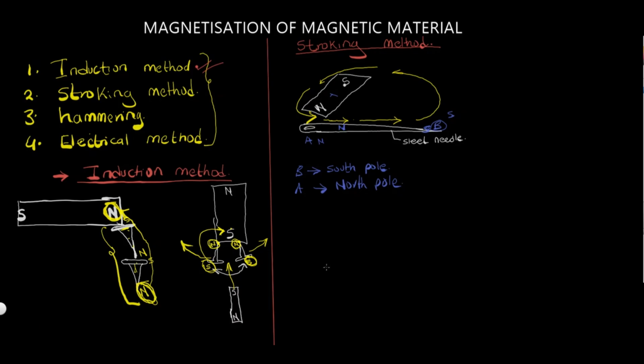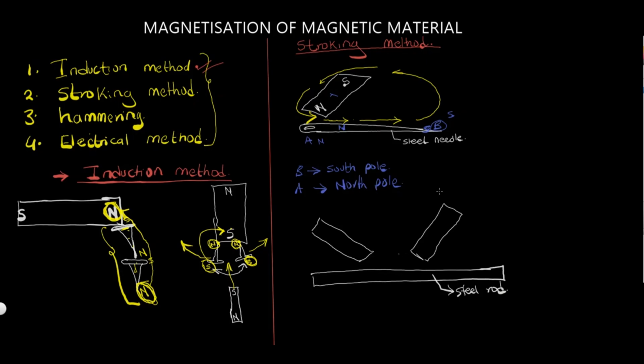So let us say we have a steel rod. So this is a steel rod. Now remember, we are now using the double stroke method. So in a double stroke method, what we will do is we will use two magnets. So this will be magnet 1, and then this one will be magnet 2. So what we normally do is we stroke. Let us start with this magnet. So this magnet should have opposite polarity. So if you use this one as the south pole, then this one you should use as the north pole.